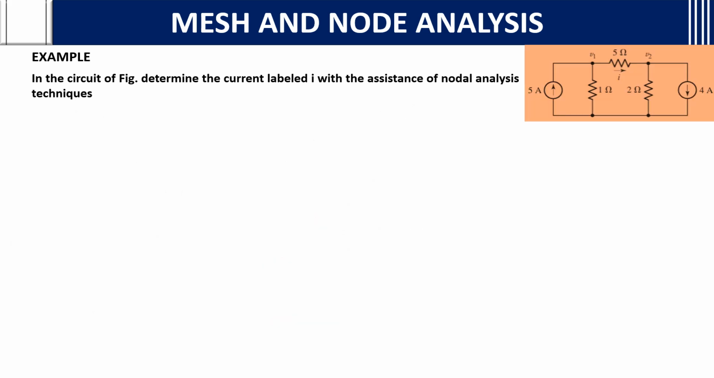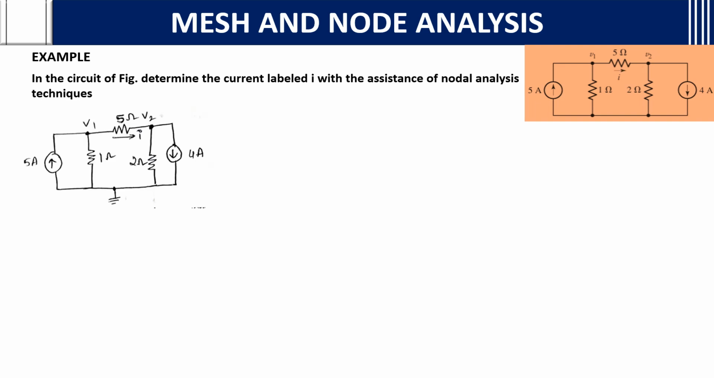Next question. In the circuit figure, determine the current labeled I with the assistance of the nodal analysis technique. Same, we need to find the current across the 5 ohms. V1 and V2 are given. For the nodes, we need to consider the reference, that is 0 volts. After considering, apply KCL to node 1.